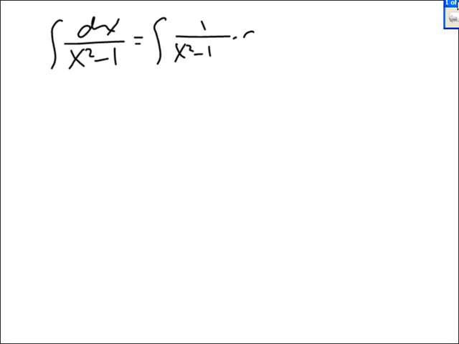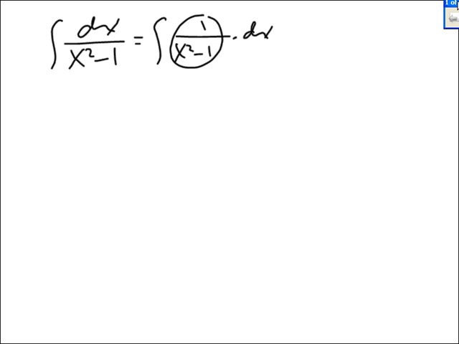Now, many integrals can be done in more than one way. For example, if you just have the integral of x squared plus 9, you don't need to use trig substitution. You can integrate x squared and then integrate 9 and add them together. Now we have the integral of dx over x squared minus 1. One would say, well, that's a classic trig substitution problem. Another way of doing it is to realize that it's 1 over x squared minus 1 times dx.